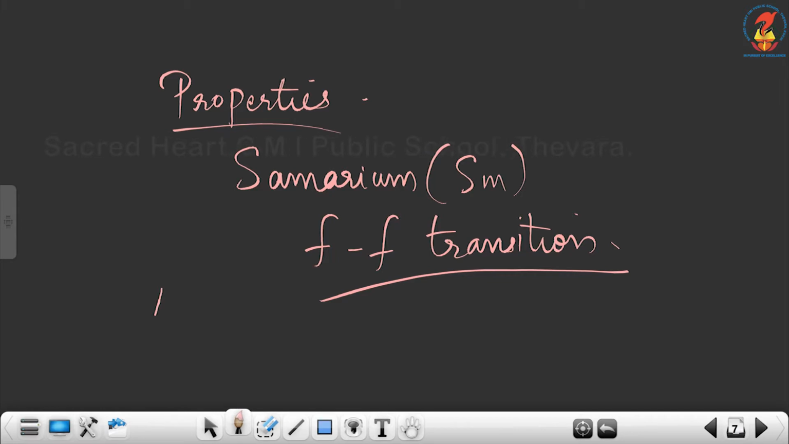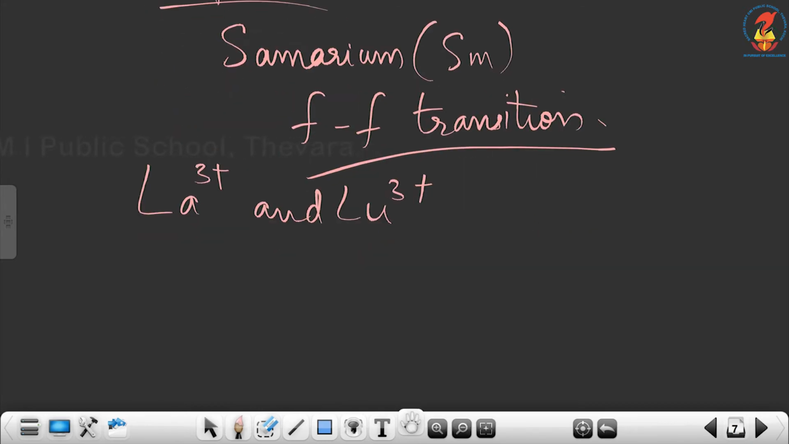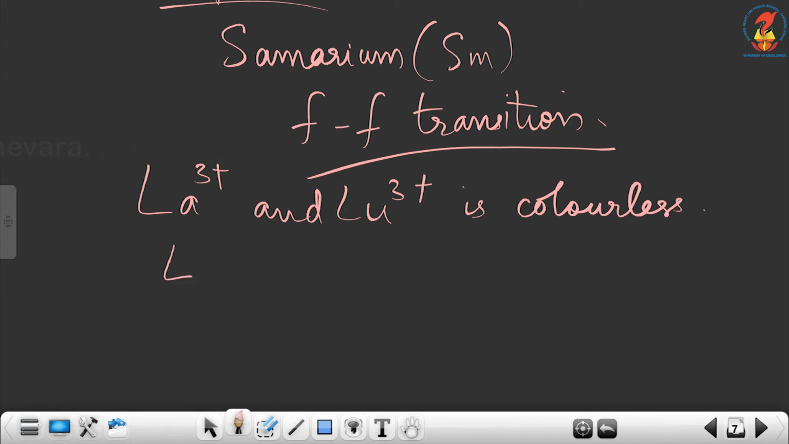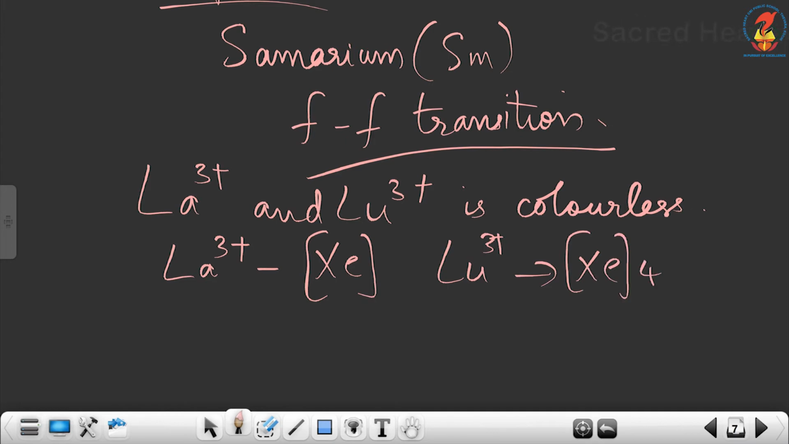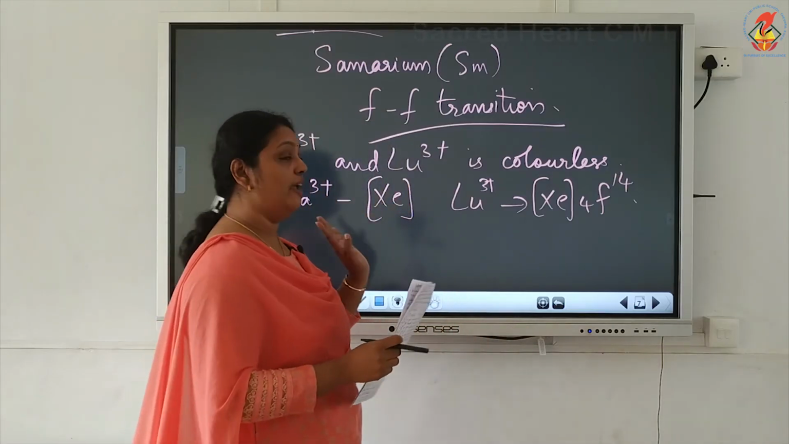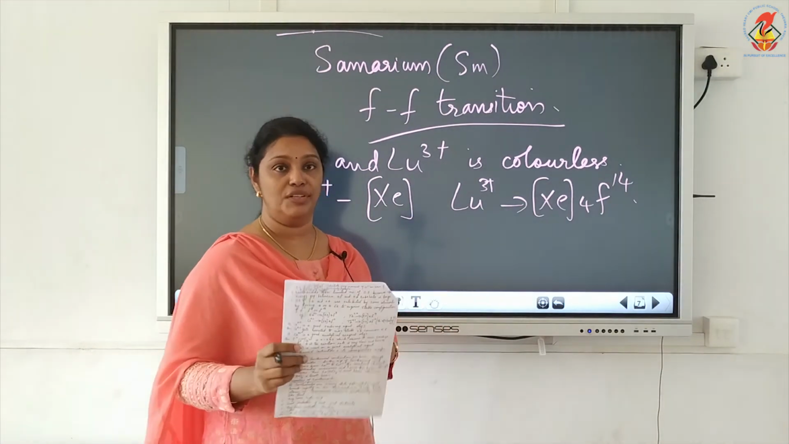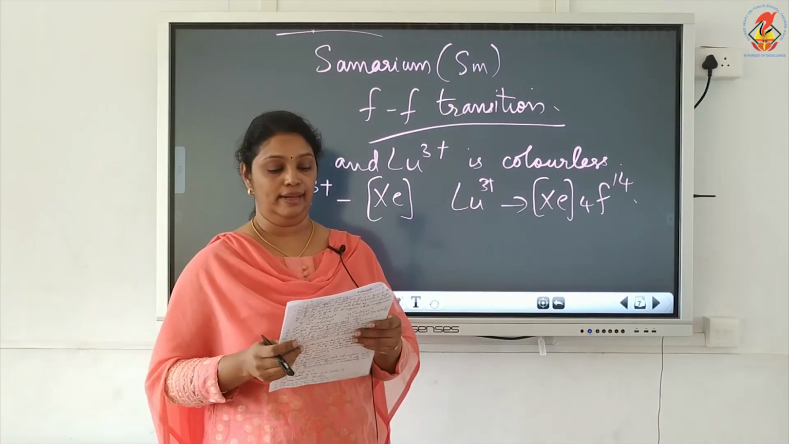Now here we have a question. La3+ and Lu3+ are colorless. Why are they colorless? La3+ means the configuration is [Xe], and Lu3+ configuration is [Xe]4f14. Now there is no partially filled f orbital, so no f-f transition is possible, so they are colorless.